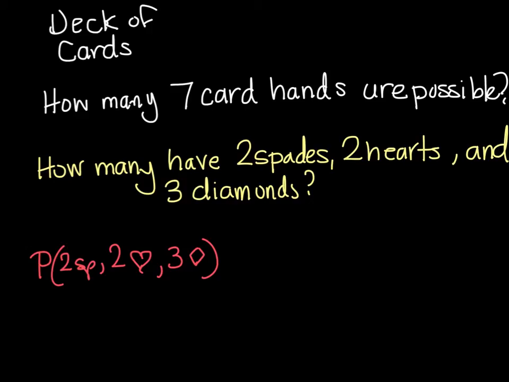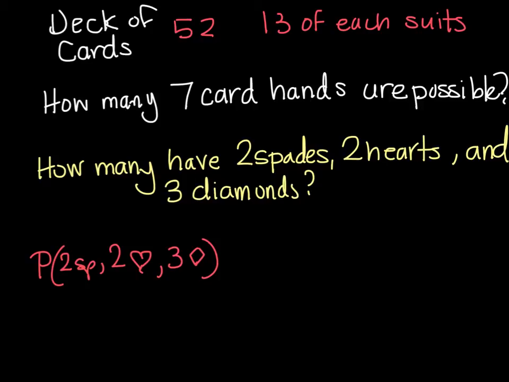Okay, so what if we had a deck of cards? Remember, a deck of cards contains 52 cards, 13 of each type of card. Each suit. Those are called suits. Remember, there's 4 suits: spades, hearts, diamonds, and clubs. So how many 7 card hands are possible?